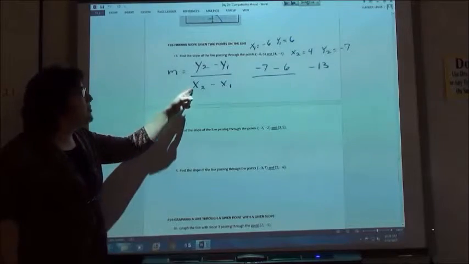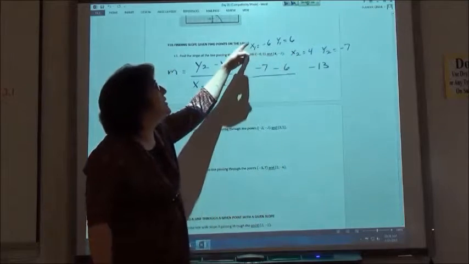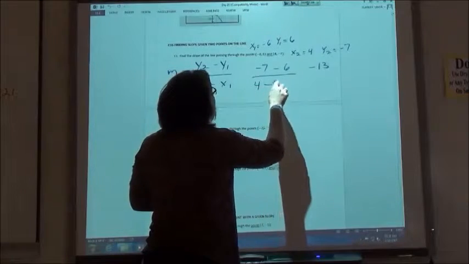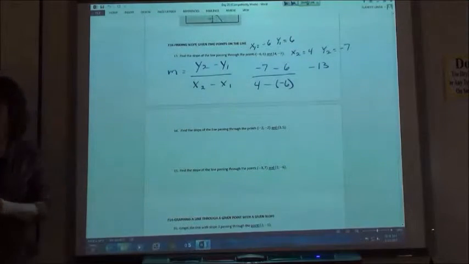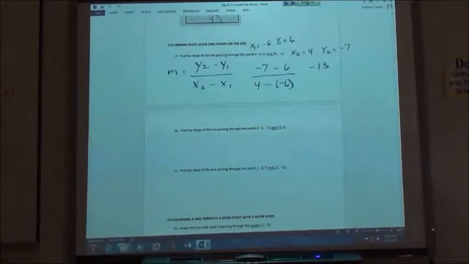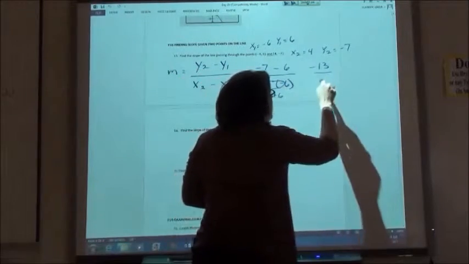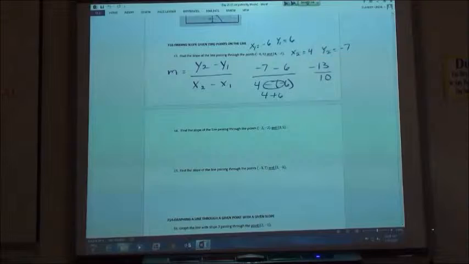Now I'm subtracting my x values. I'm starting with the x from the second point. I'm going to subtract the x from the first point. So I'm going to do 4 minus, and notice the x from the first point is a -6. So when I do 4 minus a -6, when I subtract a negative, I actually end up adding that, right? Since I have minus a negative, it makes it 4 plus 6, and so I'm going to get -13 over 10. And again, I can't simplify that, so that's going to be my slope.